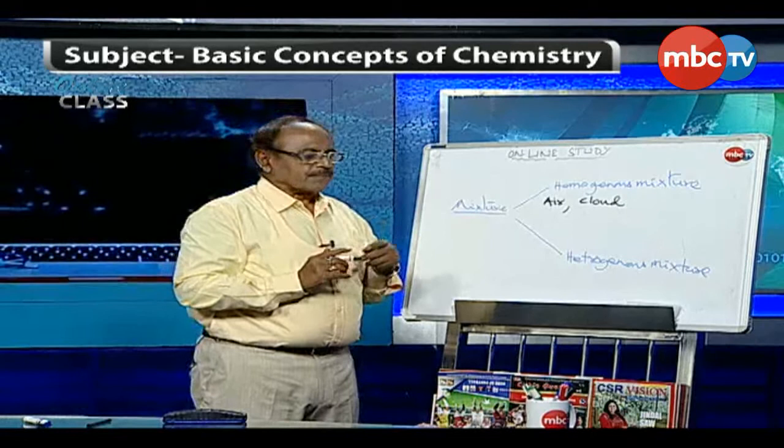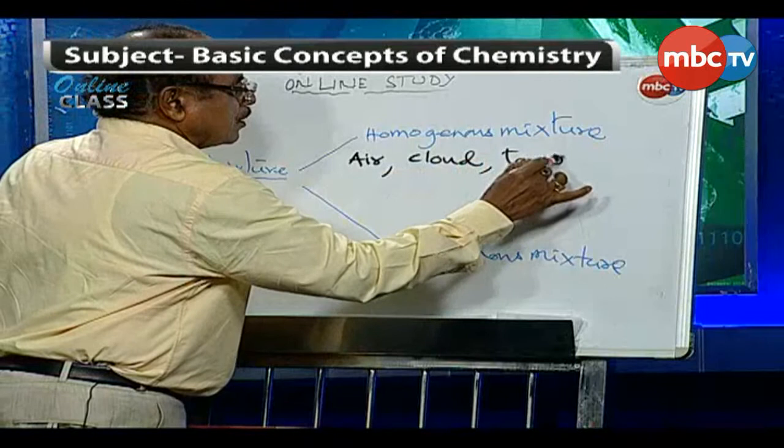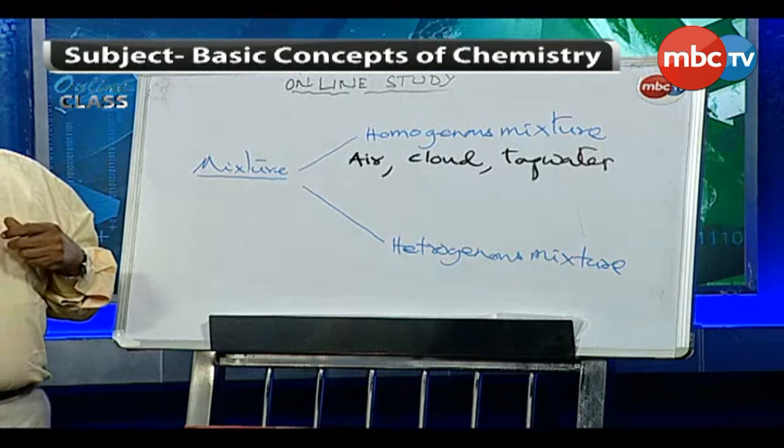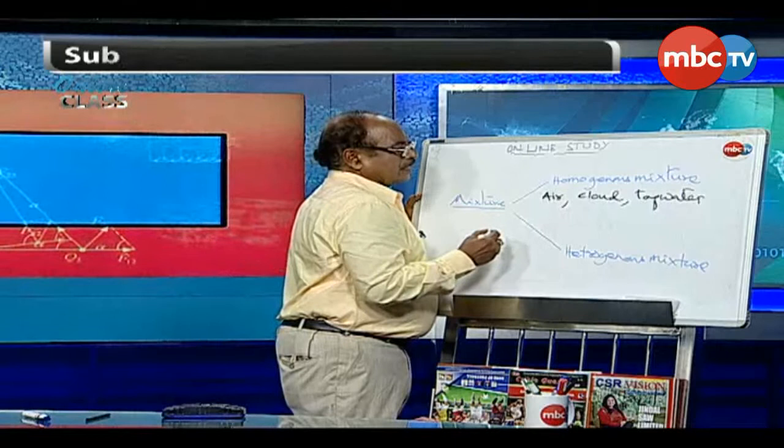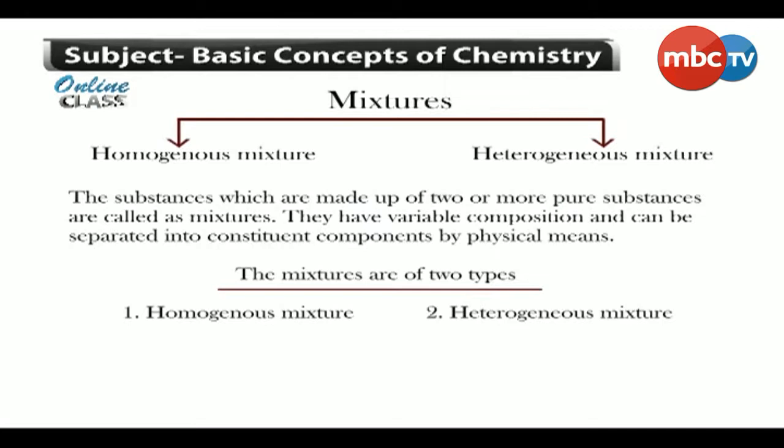Then coming to the liquid state, tap water is a homogeneous mixture because in the water all the mineral particles are present. And then the petrol we use in our vehicles, the gasoline, is also a homogeneous mixture.